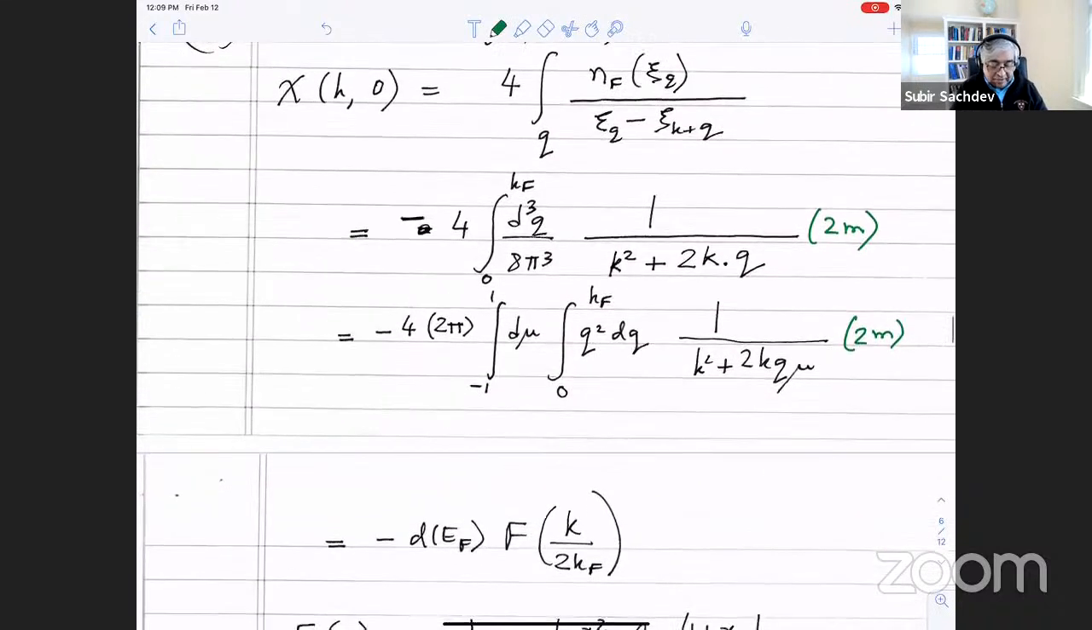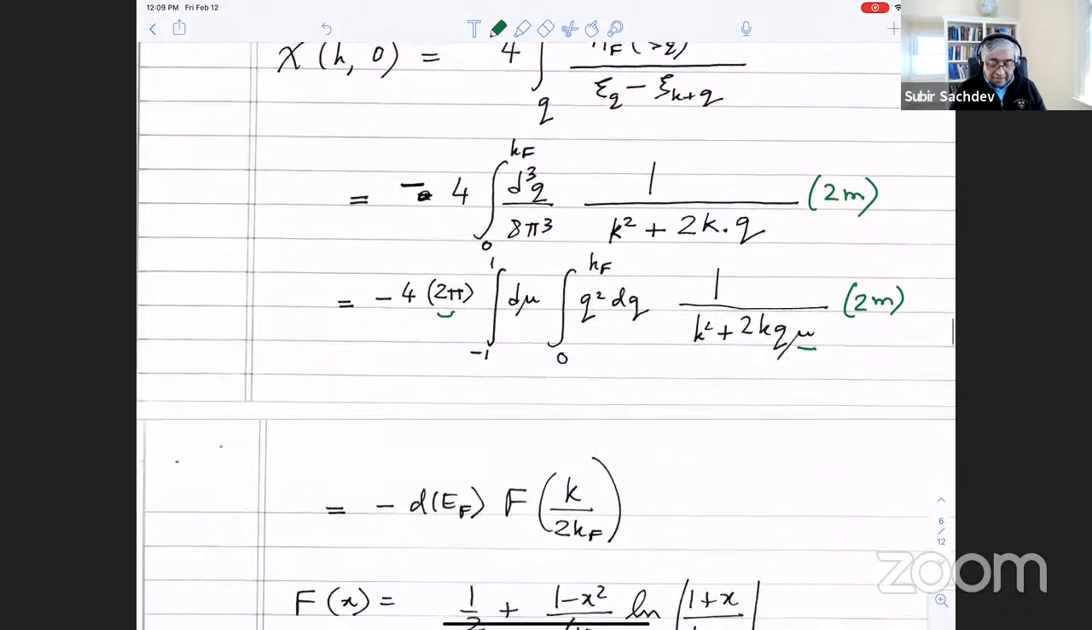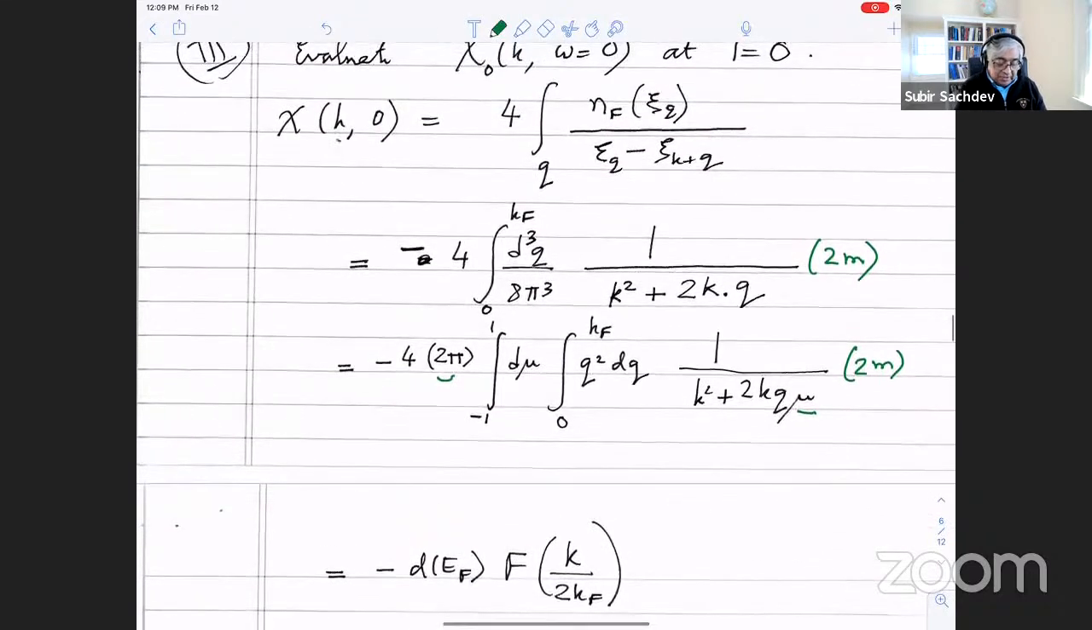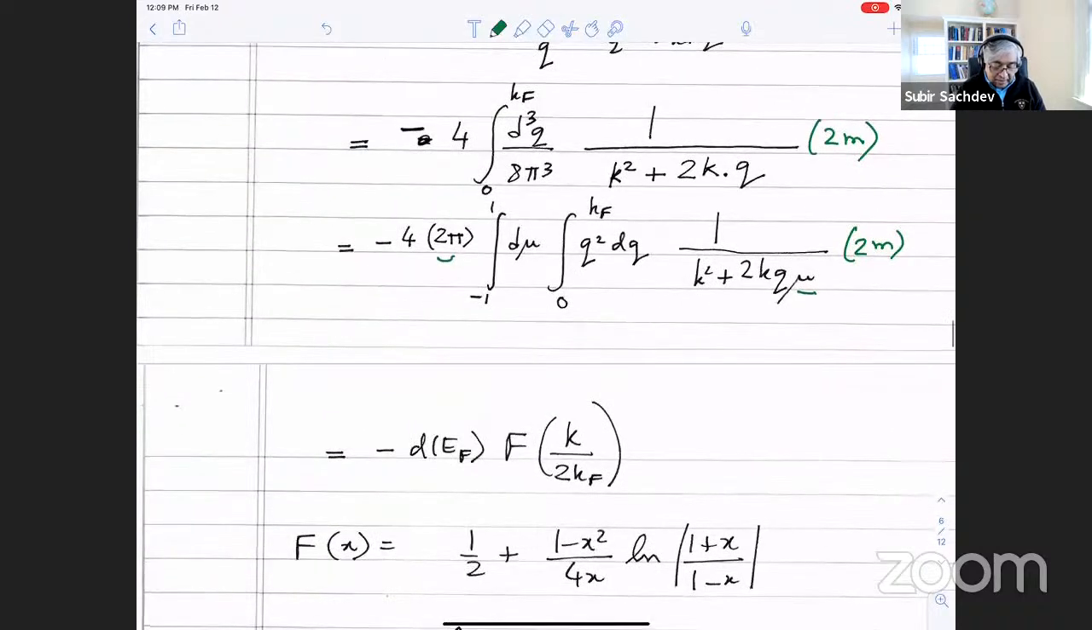Okay, so now you have the integral over all three momenta and you go to spherical coordinates, and the usual trick in spherical coordinates is you call cos theta equals mu, and you have an integral over mu from minus one to one. You integrate over phi, that gives you a factor of four pi, and then you have an integral of q squared dq. Okay, you just do the integral, and first thing you're guaranteed is that as k goes to zero, you should just get the density of states. So you pull out a factor of the density of states.